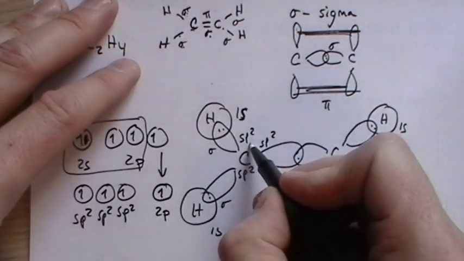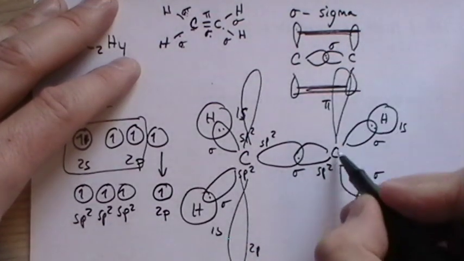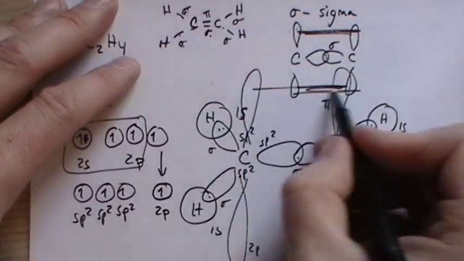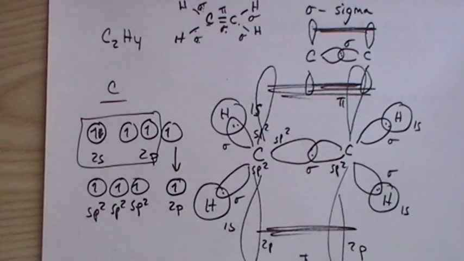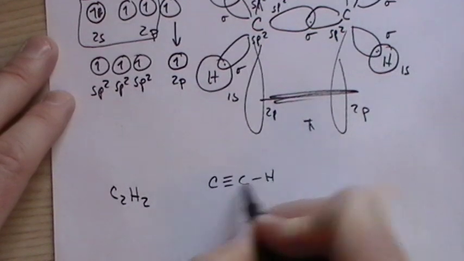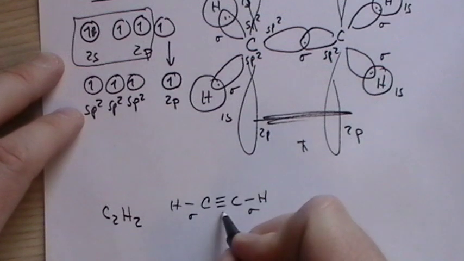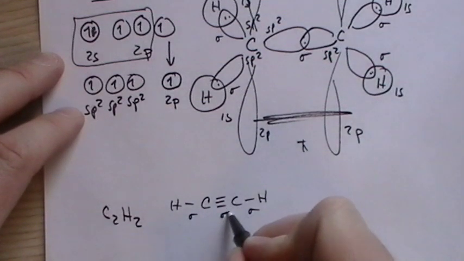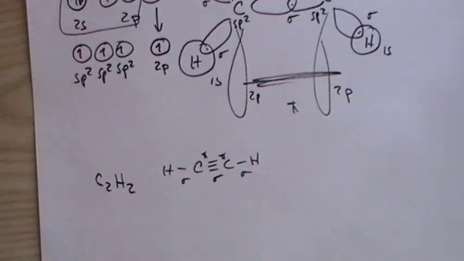And then we have a 2p orbital. I'm going to kind of exaggerate it. There's a 2p orbital here and a 2p orbital here, and if they overlap, they form a pi bond. Now, for acetylene, we have a triple bond. So these are sigma bonds. The single bonds are sigma. When you have a triple bond, though, you have a sigma, and then you have 2 pi bonds, which means you have 2 unhybridized p orbitals off of each carbon overlapping.